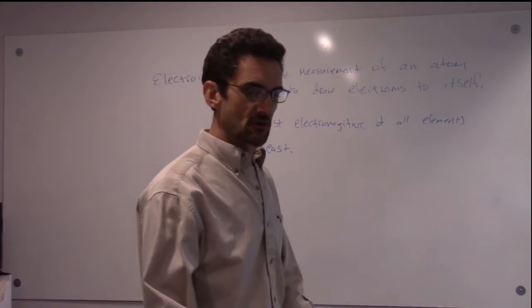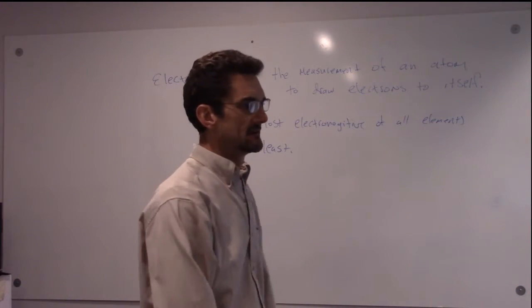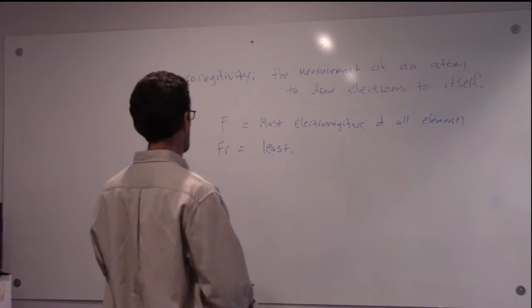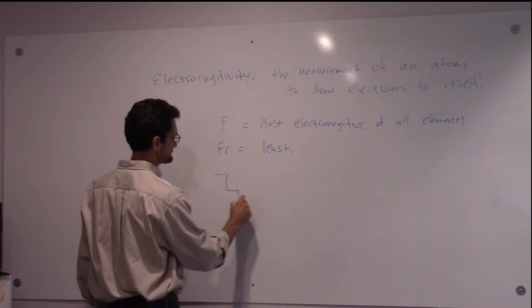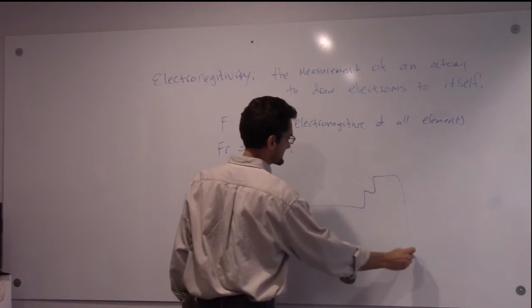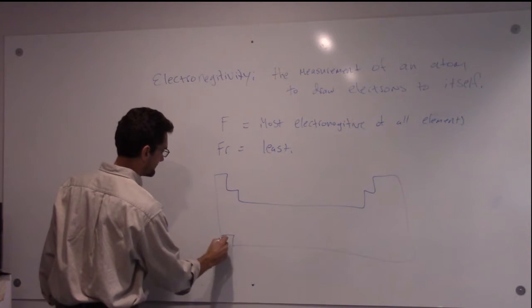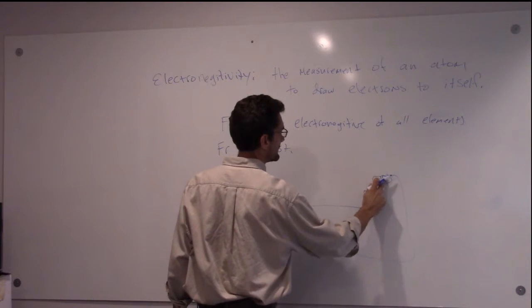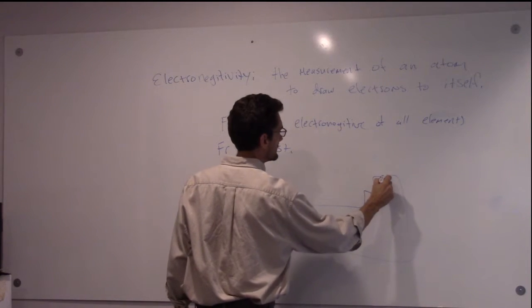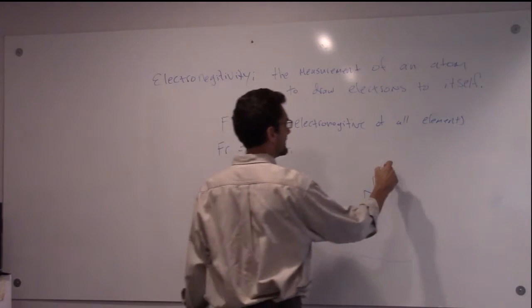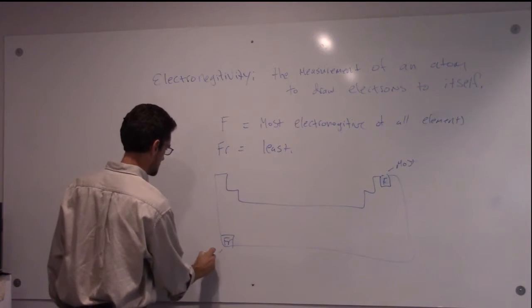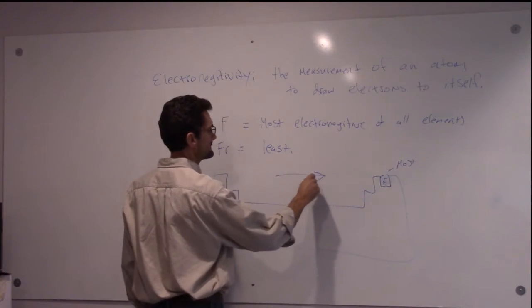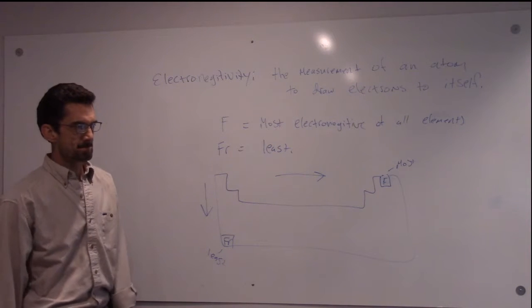Given those two atoms, can you predict how electronegativity works in the periodic table? Let me draw my periodic table. It looks like something like this, I think. Here is francium. Here is fluorine. This is most, and this is least. So as you go across, it increases this way, decreases this way. Electronegativity.